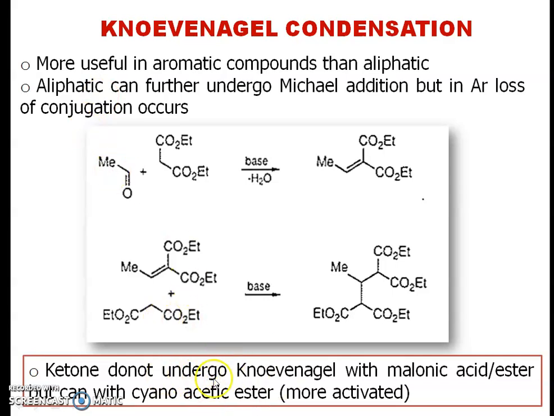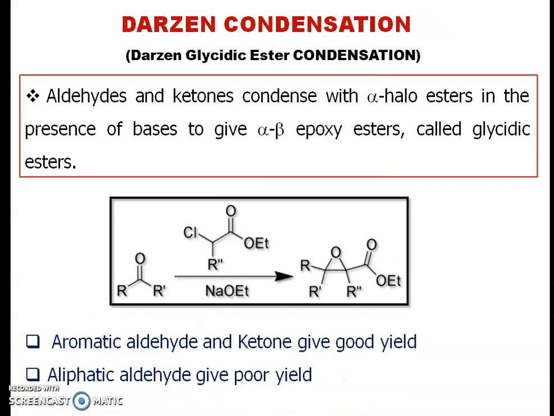Usually a ketone does not undergo Knoevenagel with malonic ester or acid, but a ketone can react with a stronger electron withdrawing group like cyano. That means it gets more activated.